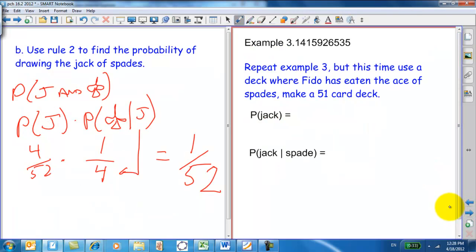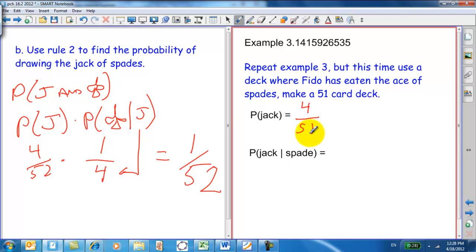But now, here's example 3. Repeat example 3 now, but this time, use a deck where Fido has eaten the Ace of Spades, making a 51-card deck. Oh, that Fido. Now the probability of a Jack is, there's 4 Jacks in the deck. At least he didn't eat a Jack. But there's only 51 cards.